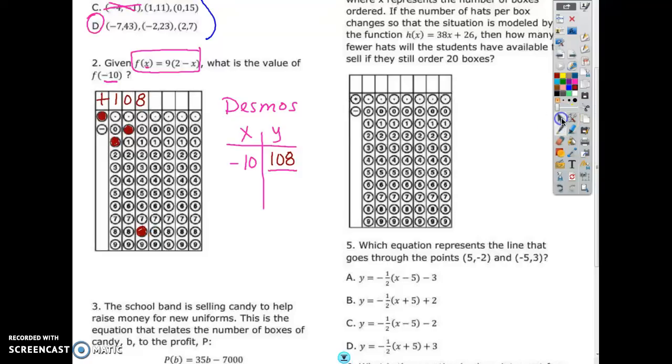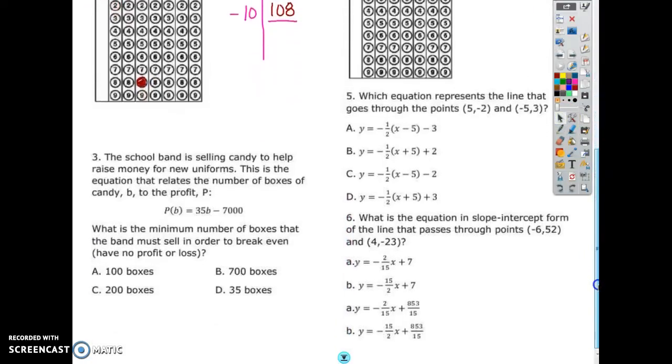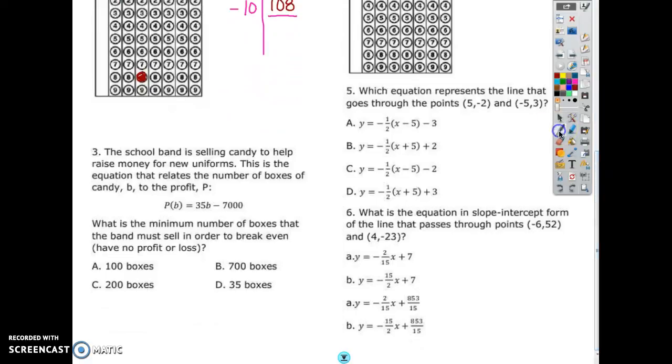Okay? The next one, again, they gave you an equation. Every time they give you an equation, you need to put that in Desmos. Okay? So we're going to put that in Desmos. We can just say y equals 35x minus 7,000, or you can say f of x equals 35x minus 7,000. But it's saying, what is the minimum number of boxes that the band must sell in order to break even?